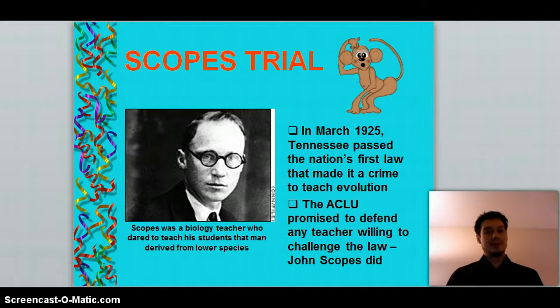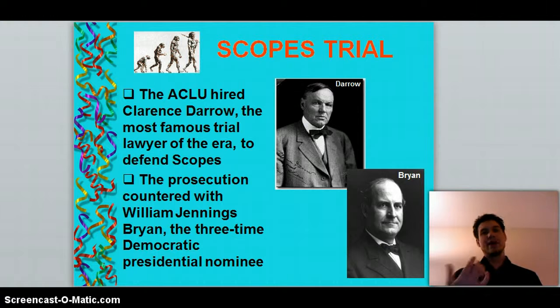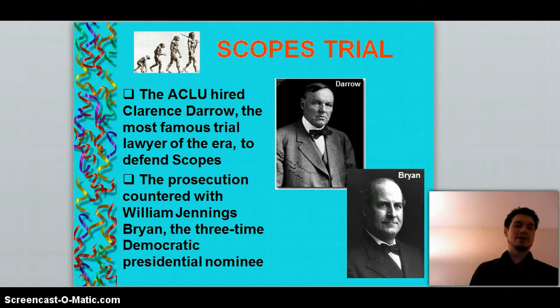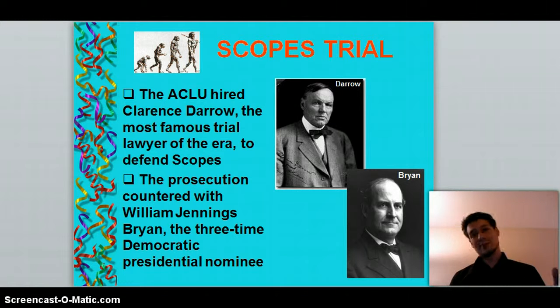And when that happens, they literally have one teacher that does teach it. His name is John Scopes. He's a biology teacher, and he dared to teach his students that man derived from a lower species. And so we have the Scopes trial. He's put on trial for this, and they have Clarence Darrow in the corner of the defender, Scopes. And they have the prosecution, which is led by William Jennings Bryan, a three-time Democratic presidential nominee who never quite got the presidency.